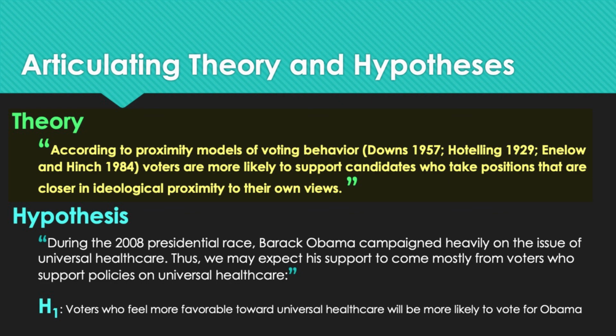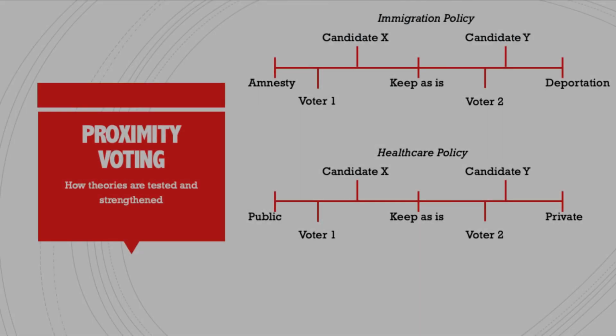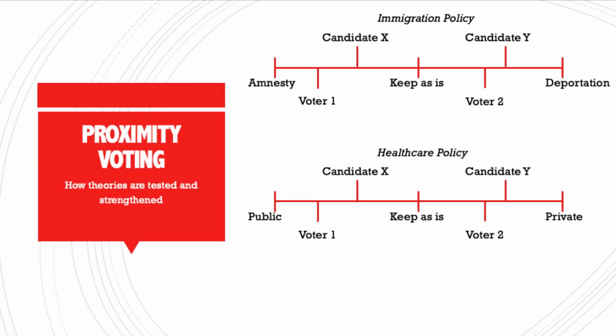Voters are more likely to support candidates who take positions that are closer in ideological proximity to their own views. So remember in that exercise from week 1, we talked about which candidate a voter is most likely to vote for. And I think the example was immigration policy. A voter who supports amnesty is going to vote for the candidate who also supports amnesty, and not the one who's in favor of deportation, right? So very simple model of voting behavior here.